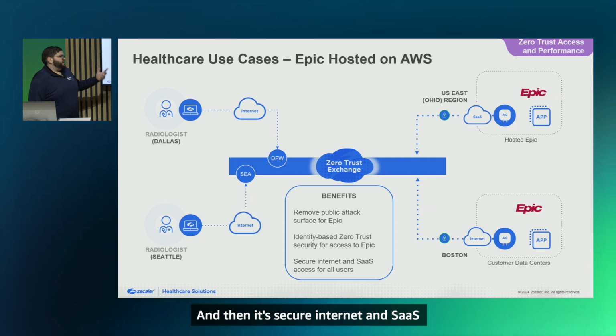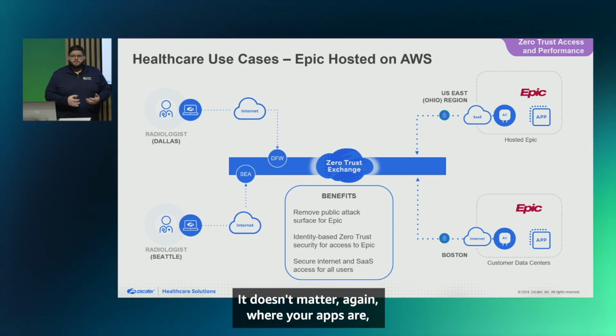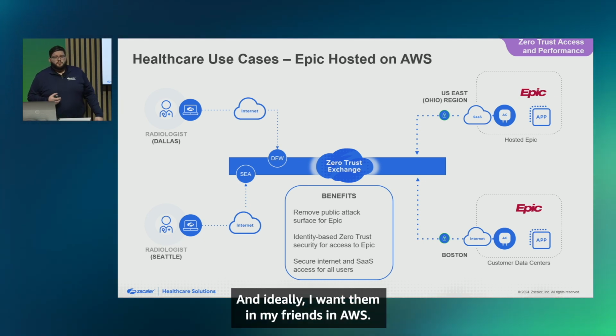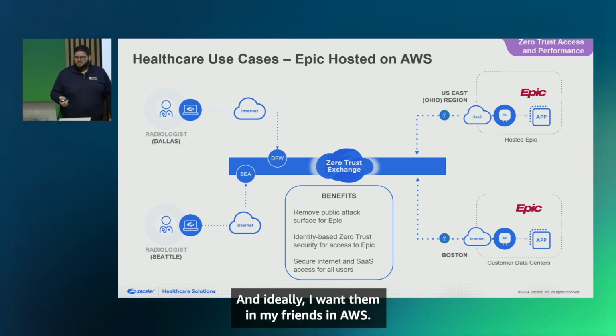And then it's secure internet and SaaS for all users as well, right? Like, doesn't matter, again, where your apps are, as long as I can get access to them. And ideally, I want them in my friends in AWS.